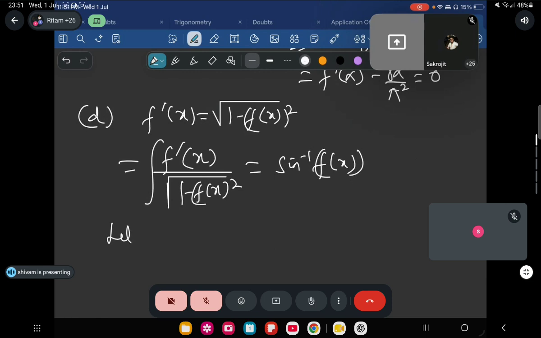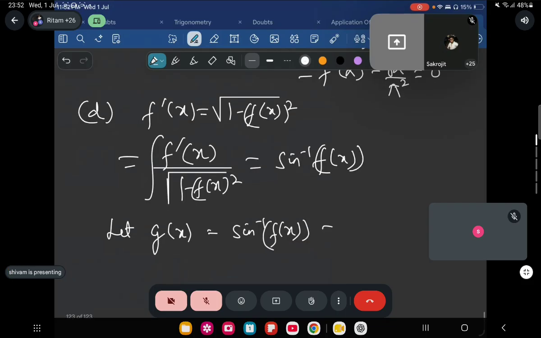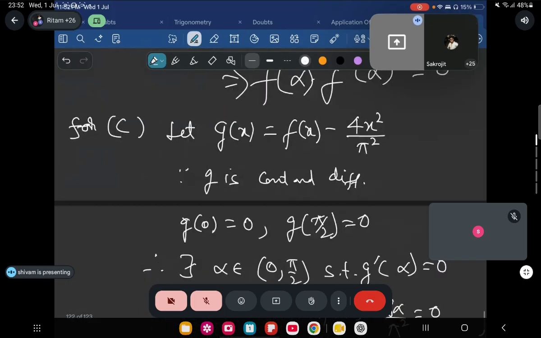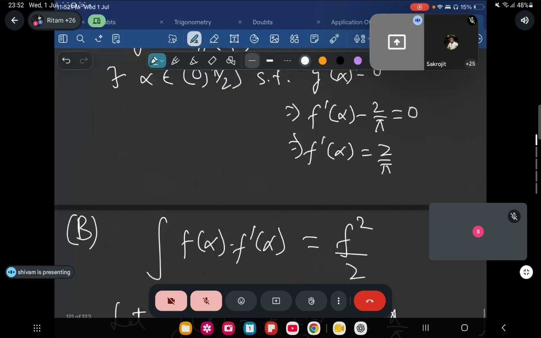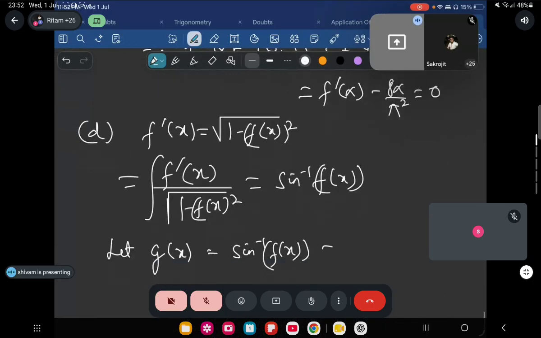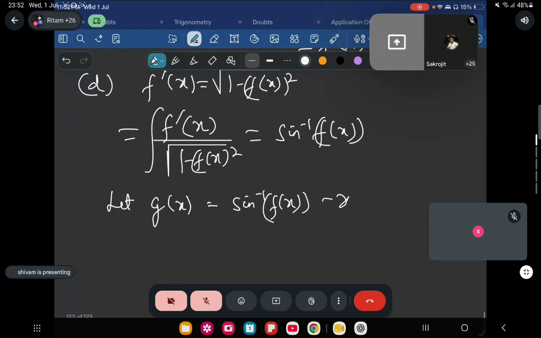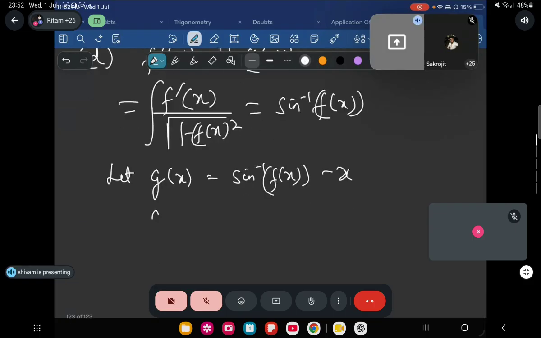So let g of x is equal to sine inverse f of x minus x. On the right hand side, we have to take x. Anyone having any doubt, you can ask. Now over here, what is g of 0? g of 0 is equal to 0 only. g of pi by 2 will also come as 0.